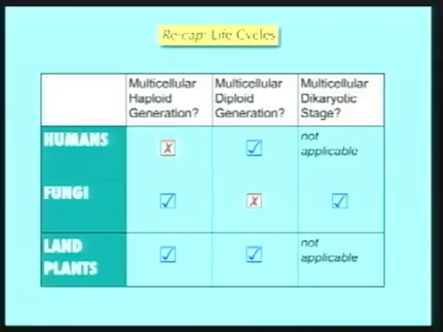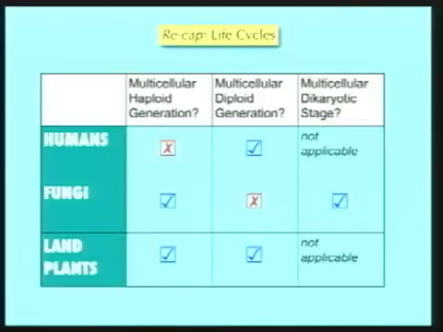Okay, so first of all, of course, humans and also diatoms, among some other algae we didn't speak about, have a life cycle where we just have one multicellular generation, the diploid generation, you and me. And the only haploid stage then is the gamete, so there's no multicellular haploid generation.